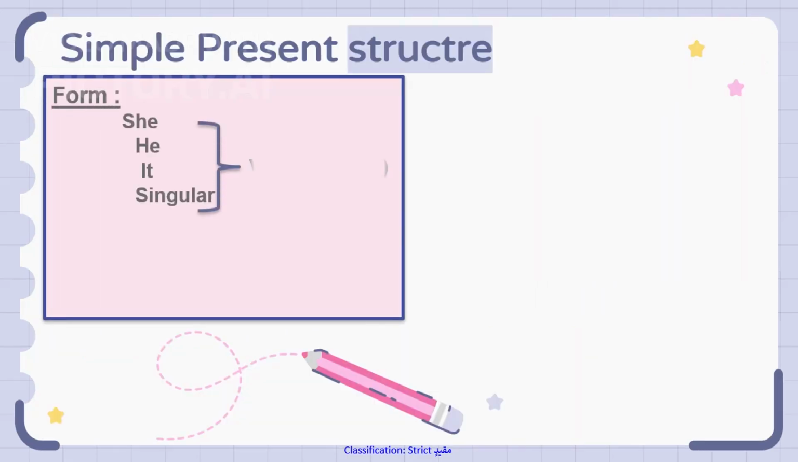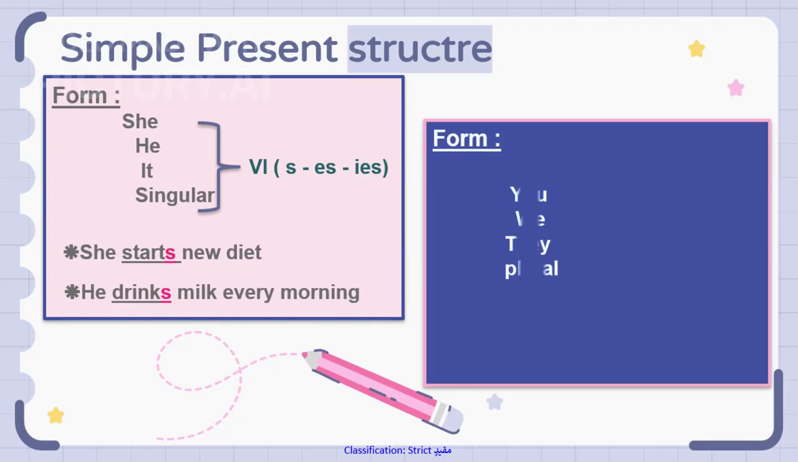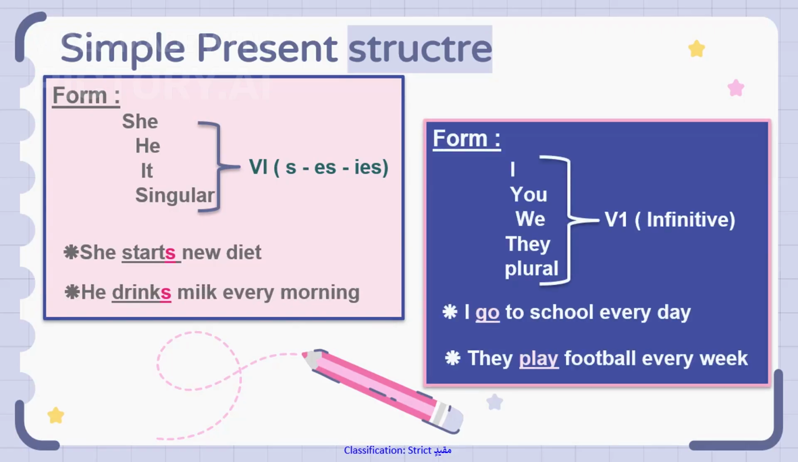Understanding the structure of the simple present is key. For singular subjects, we add s, es, or ies. For plural subjects, we use the infinitive form. This structure helps us form sentences like, she starts a new diet, or, they play football every week.